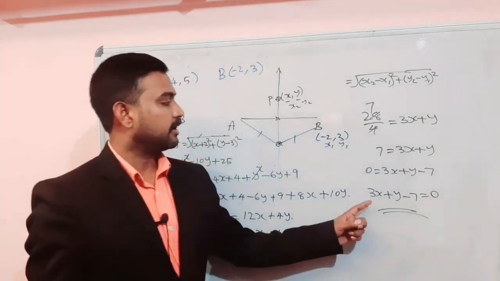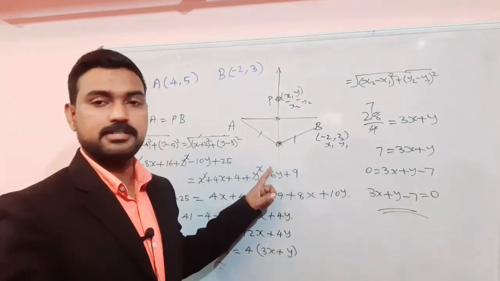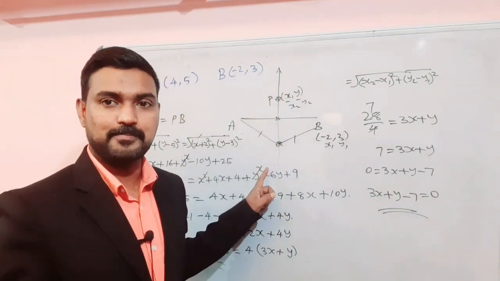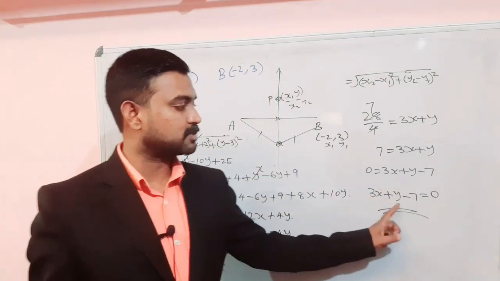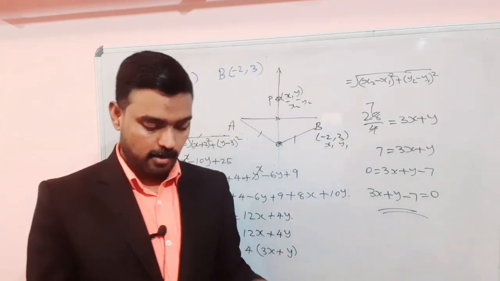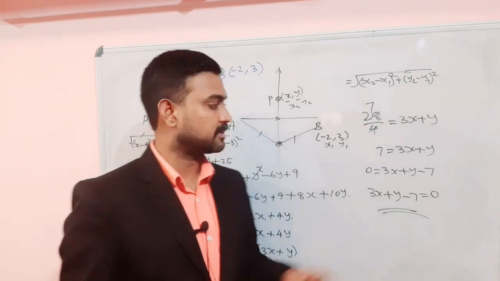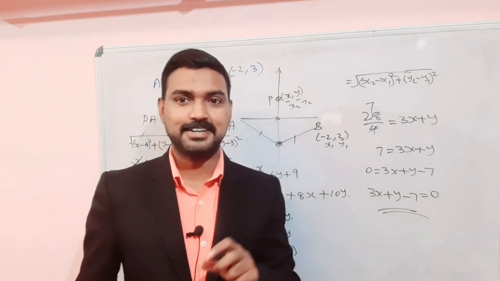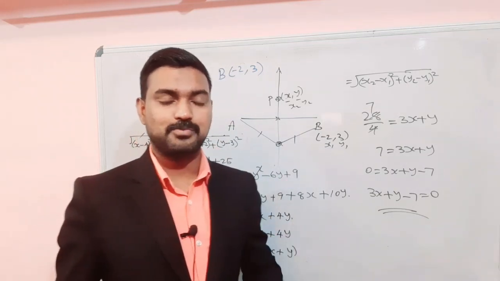This is the equation of this perpendicular bisector because x and y are the points on this line. So we got the equation 3x plus y minus 7 is equal to 0, which is given in the options. I think option D is the right answer. 3x plus y minus 7 is equal to 0. If any doubt, please watch it again. It will be so clear for you.